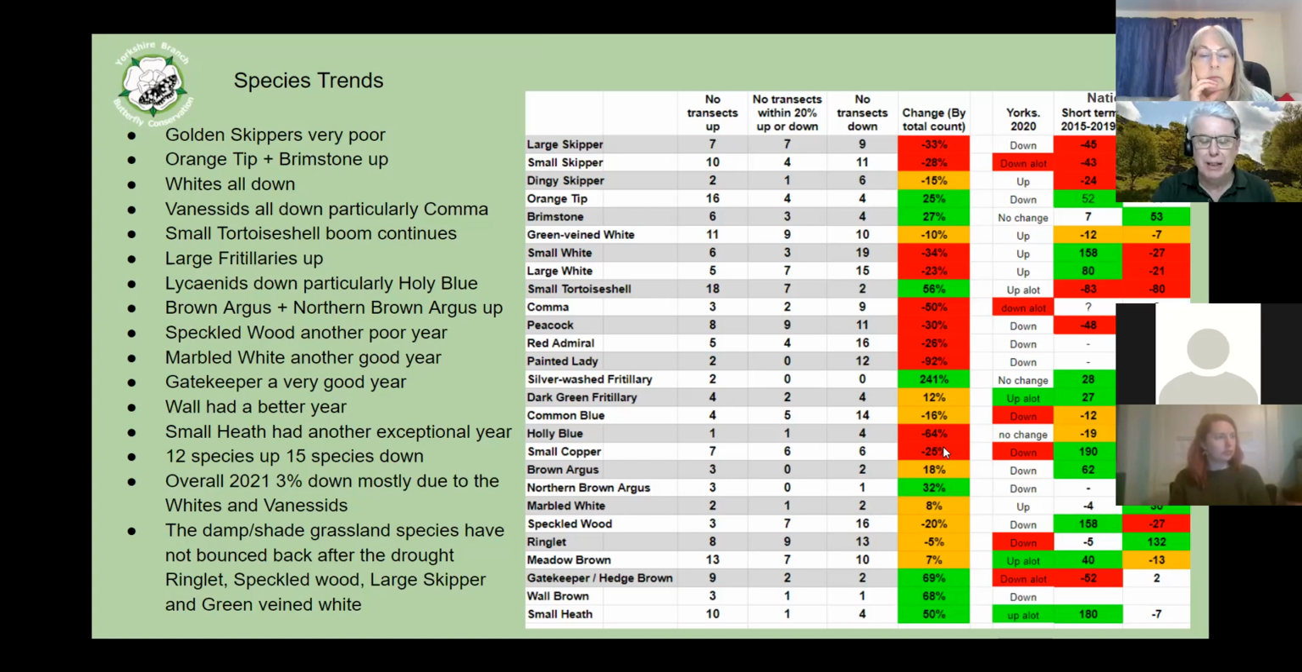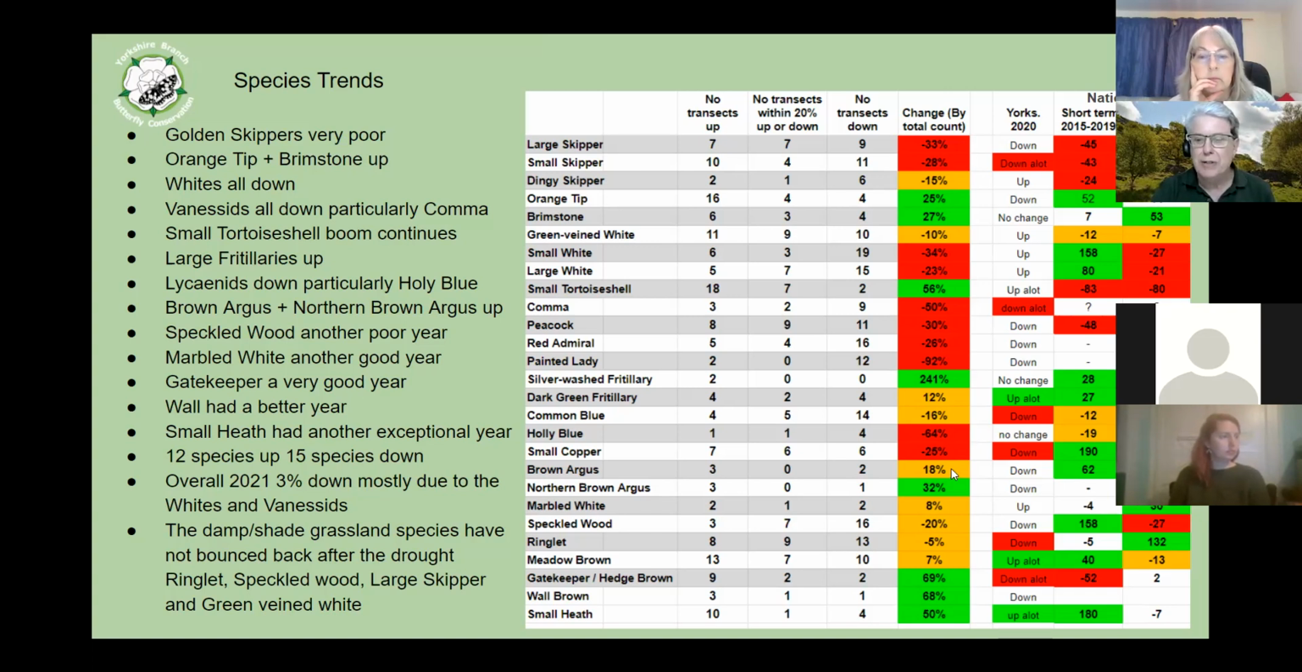Basically with the blues and the small copper, they need a good summer. That's when they really proliferate. They can get an extra generation in. Small copper will do 3 generations easily. They're not getting the opportunities with the summers we've had.